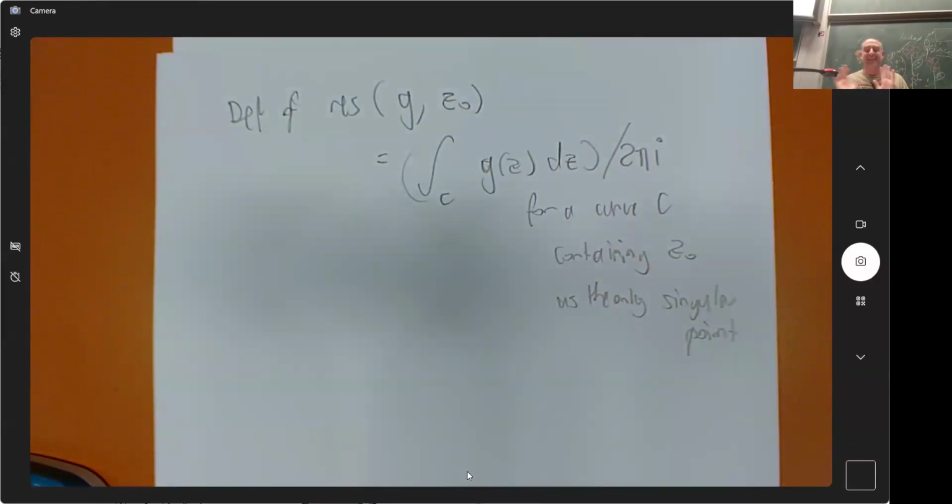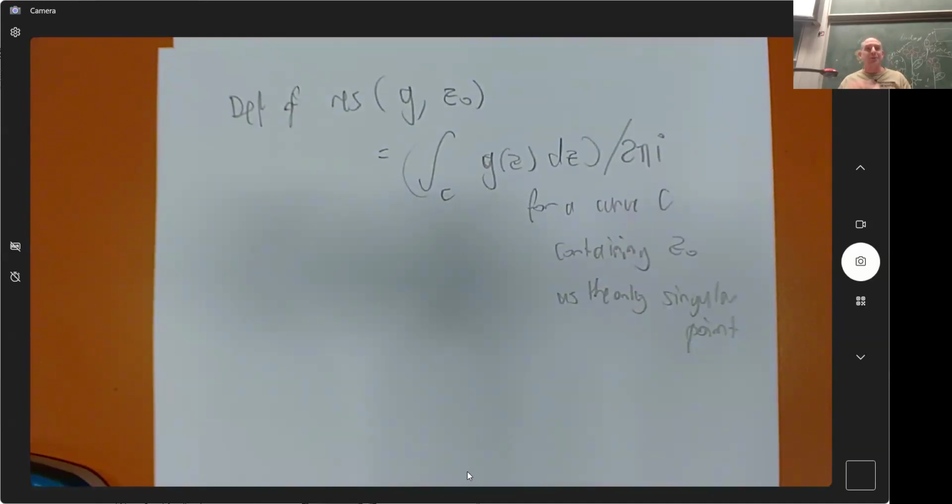Right. Okay. That's what the residue is defined to be. You define the residue as the thing you have to multiply 2 pi I by to get this answer. So theoretically, if you wanted to find the residue of a function, you could parameterize a curve around z0 in such a way that the curve didn't contain any other singular points, and do the integral with the parameterization. You'll get an answer, and you divide it by 2 pi I, and that's what the residue will be.